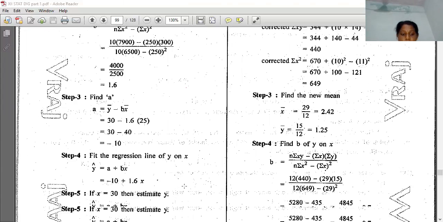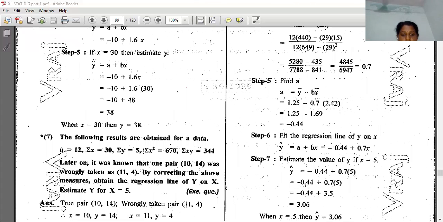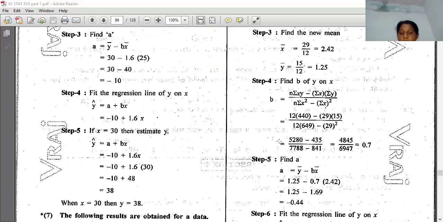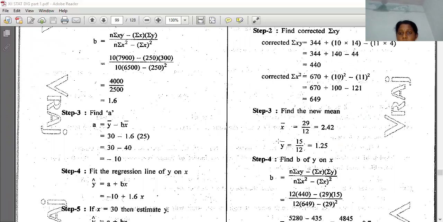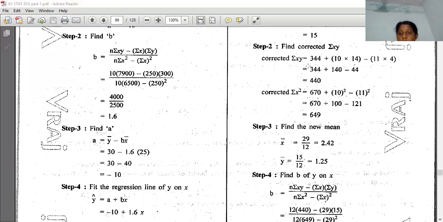Look at what is given for xy. 344 is given, right? Whatever is given, that you have to write first. So what is the given number, that is the original number. Okay, 344 plus right minus wrong. xy means what? x into y, right? In the right, what was x? 10 and y was 14. So x into y means 10 into 14. And in the wrong, x was 11 and y is 4. So x into y is 11 into 4. So that comes to 440.